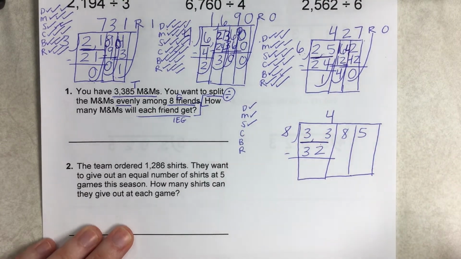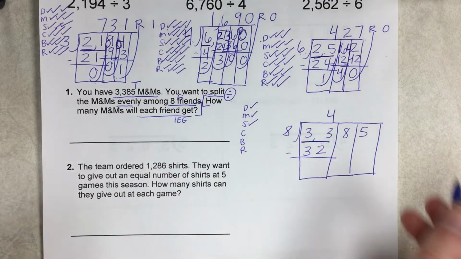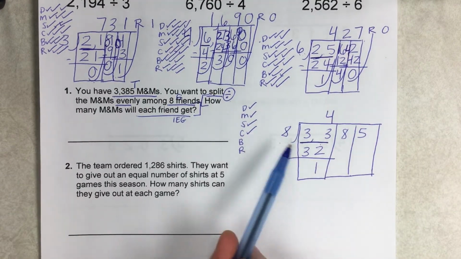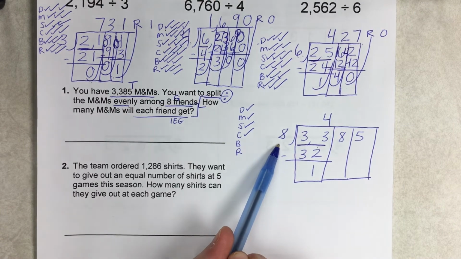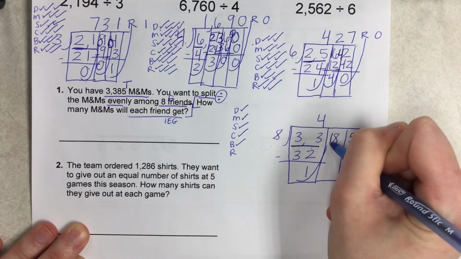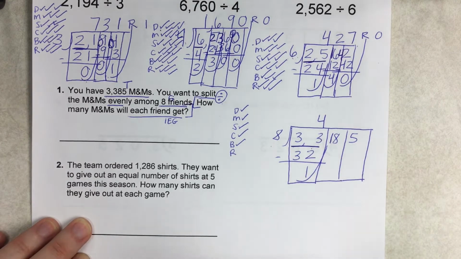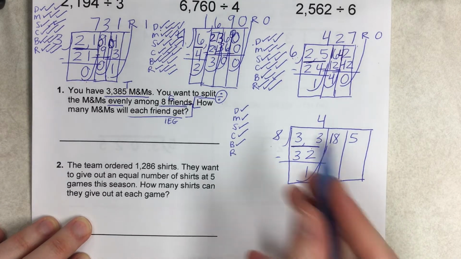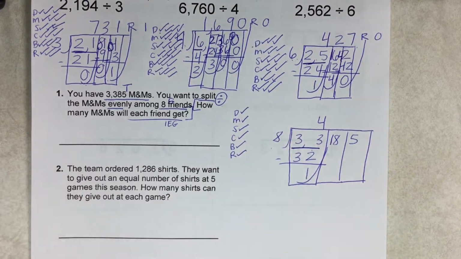Subtract to see how many I have left over. 33 minus 32 is 1. Compare. If I have 1 Smartie left, I can't pass them out to all 8 kids, so I am good. I can bring up the 1 in front of the 8. Now I can do my R, which is repeat or remainder. I have another box left, so I'm going to repeat.